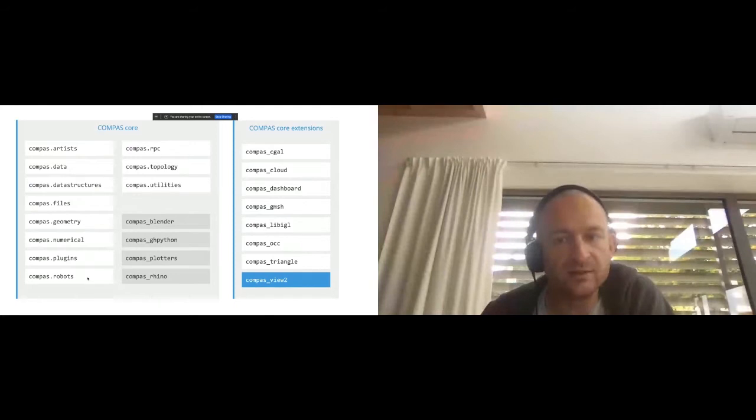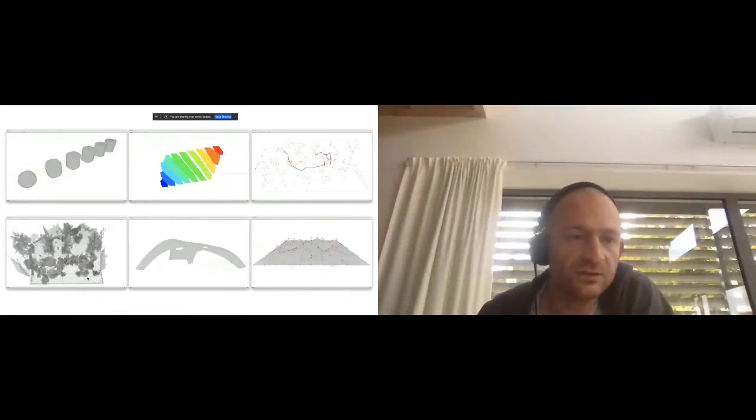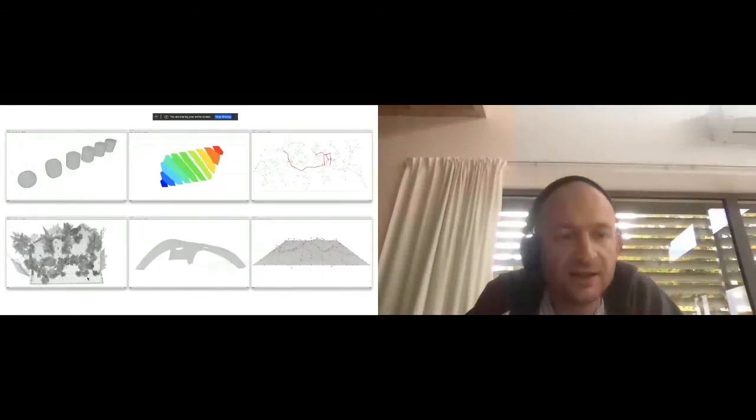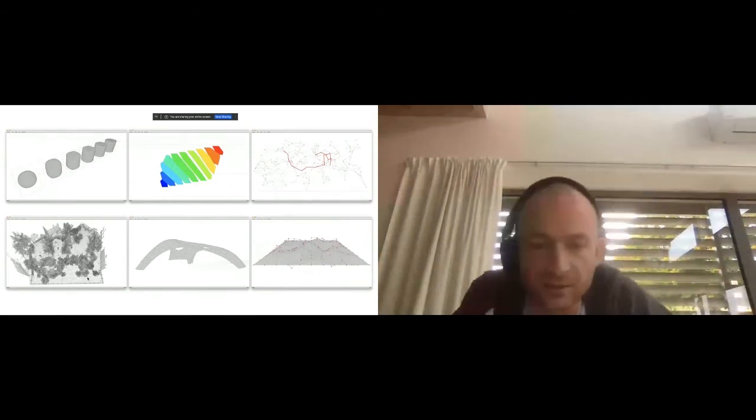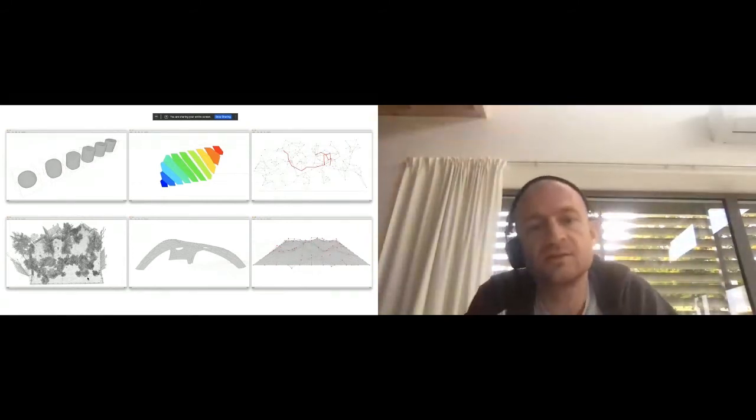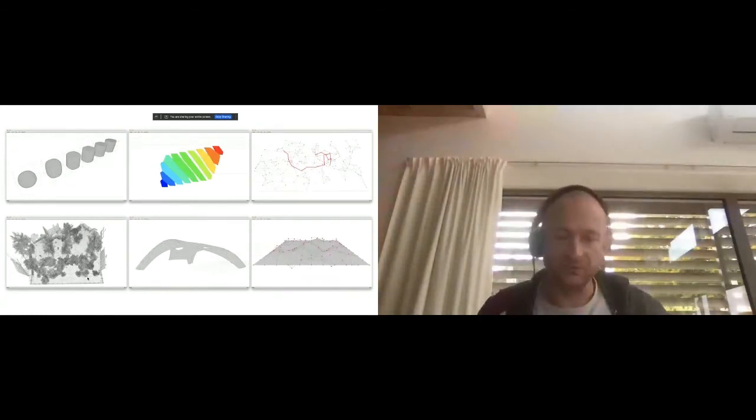And the advantage of the viewer, compared to anything else, is that it knows exactly what to do with every single object that is available in COMPAS. So whether these are meshes or networks or point clouds or discrete element models or NURBS surfaces, you just do viewer add something and it will show up.